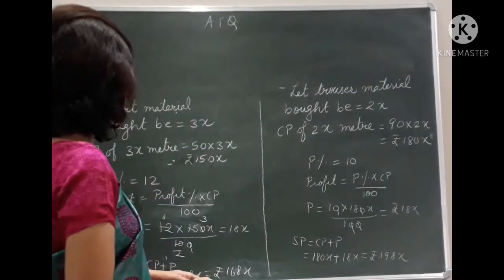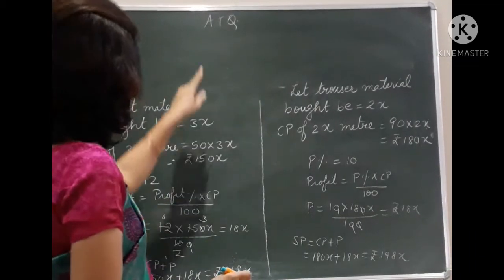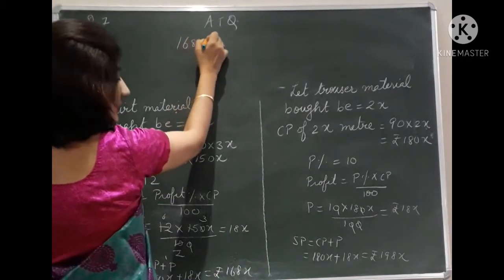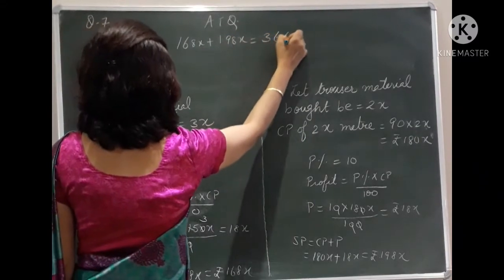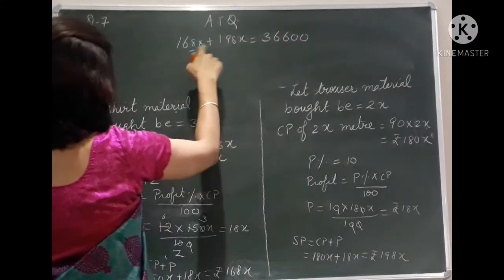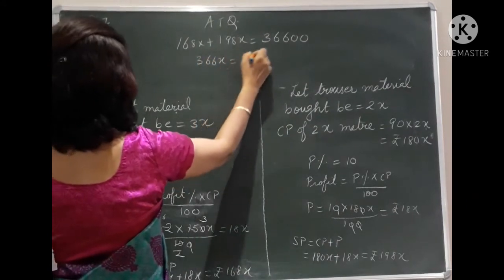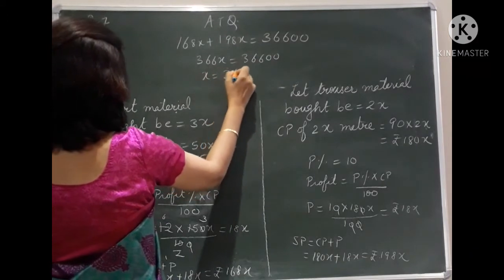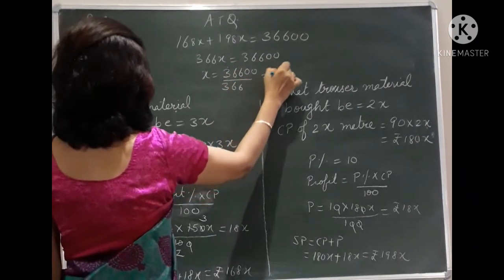According to this, it is given that his total sale is 36,600. So according to question, this 168x plus 198x is equal to 36,600. Add these two, it will come 366x equals 36,600. To find the value of x, 36,600 divided by 366, it will come 100.